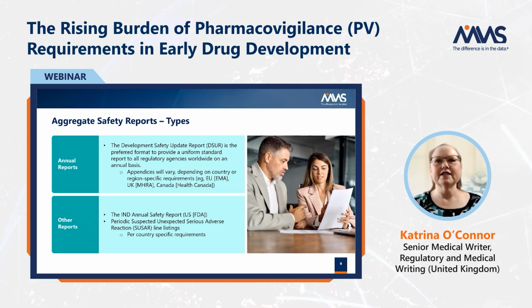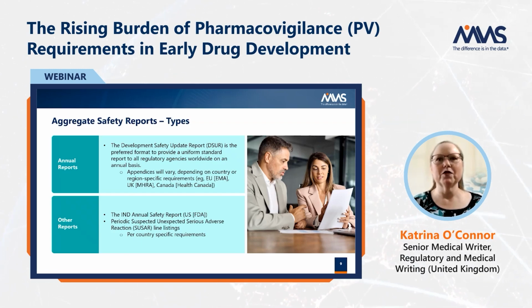To facilitate the analysis within a DSUR, it is helpful to have continuous signal detection throughout the interval, monthly literature reviews and regular update of literature search strategy based on the most recent information, and identification of key individual case safety reports for discussion if applicable. The DSUR is a cross-functional document requiring input from multiple functional areas, including safety, clinical, regulatory, non-clinical and biostatistics.